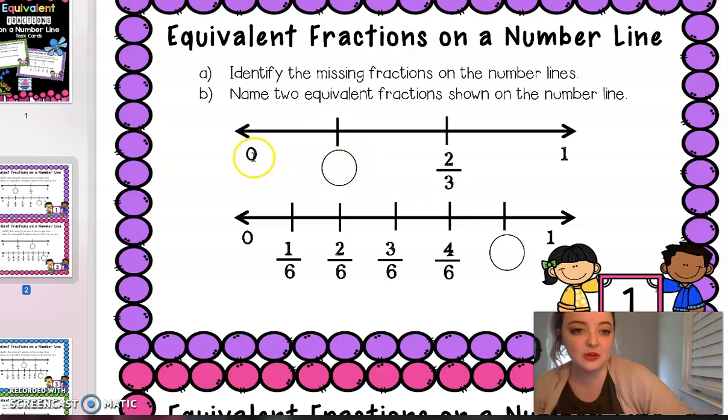Well, I see I've got my 0, I see I've got my 1 whole, and then I see that it's got this 2/3 here. So then that lets me know that I'm missing 1/3. Here's pretty easy again because I can see 1, 2, 3, 4. Oh, well, this is going to be 5, 6 because of the fractions here.